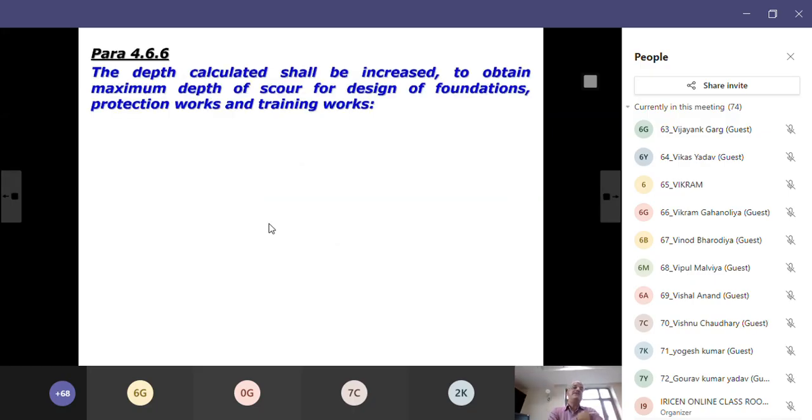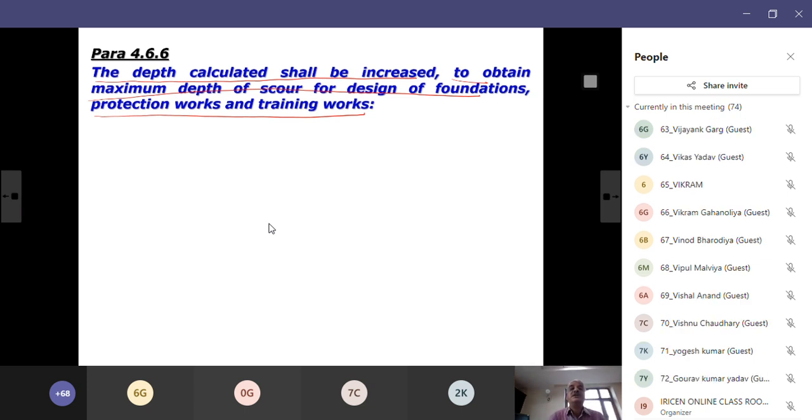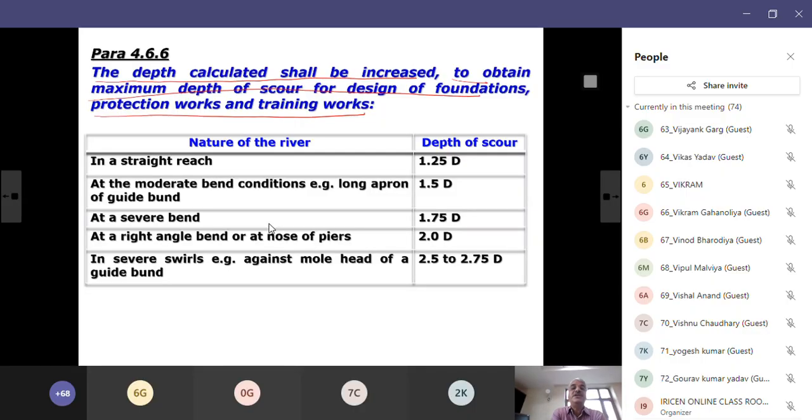Then in addition to that, para 4.6.6 also says whatever cover depth you are obtaining, this depth should be increased to obtain the maximum depth of cover for design of foundation, protection works and training works. The depth of cover which you use for foundations and your training and protection works, that you should increase further depending on this. If your river is straight, again you give some extra margin basically. If your river is straight, there will not be much turbulence and things which cause more cover. So you multiply this by 1.25, meaning a 25% increase.